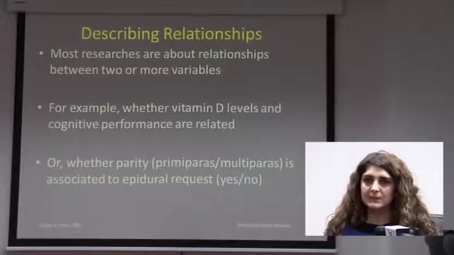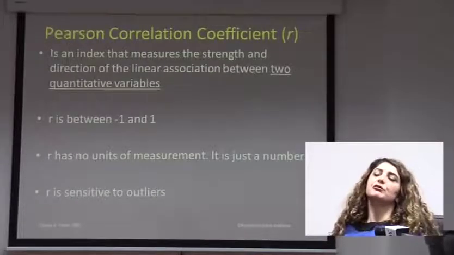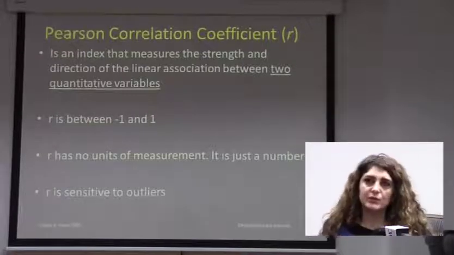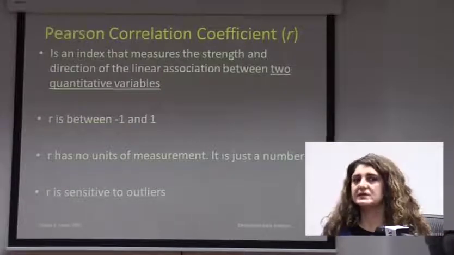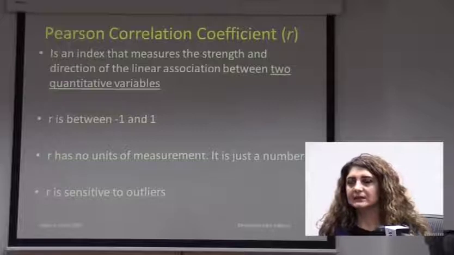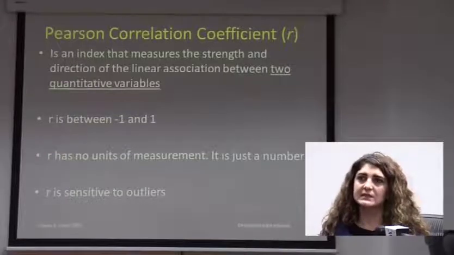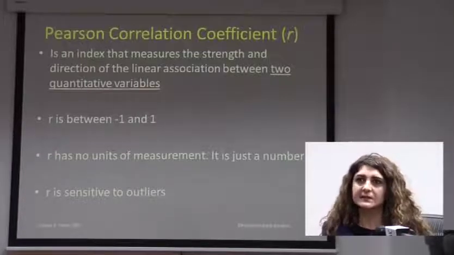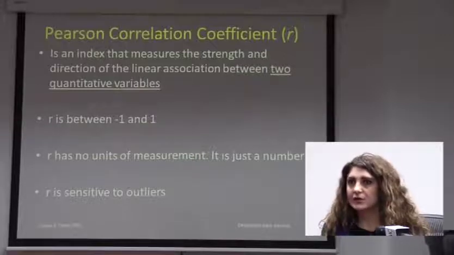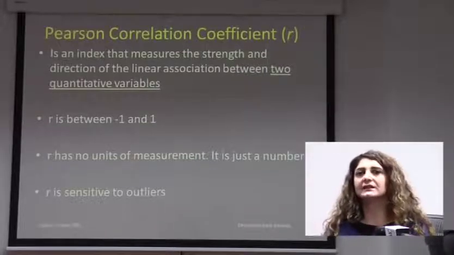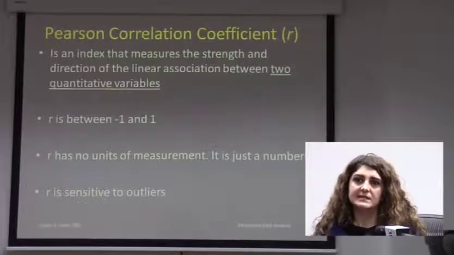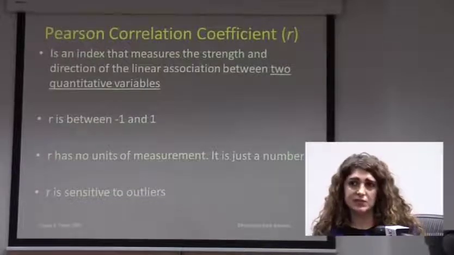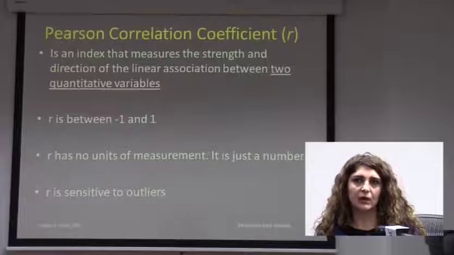So when we describe relationships, again we look at the types of the variables. If we have two variables that are quantitative and I want to describe their relationship, the measure to use here is the correlation coefficient, Pearson correlation coefficient. It is represented by the letter R universally. Sometimes you see it in capital, sometimes in lower case, more in lower case. So this index measures the strength of the linear association between two quantitative variables. This is a measure between -1 and +1. It does not have any unit of measurement. It's just a number, but it is sensitive to outliers.